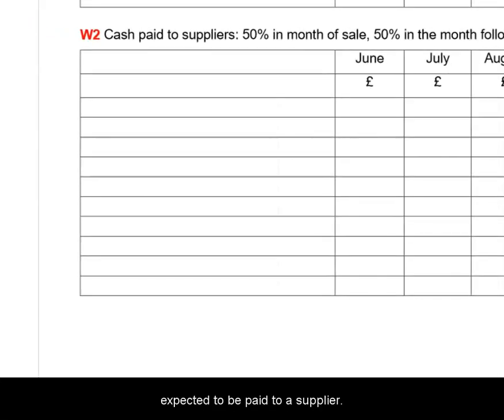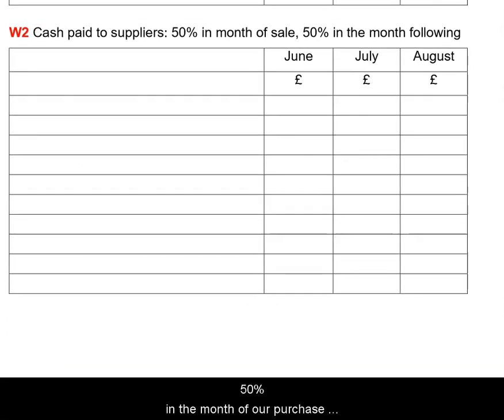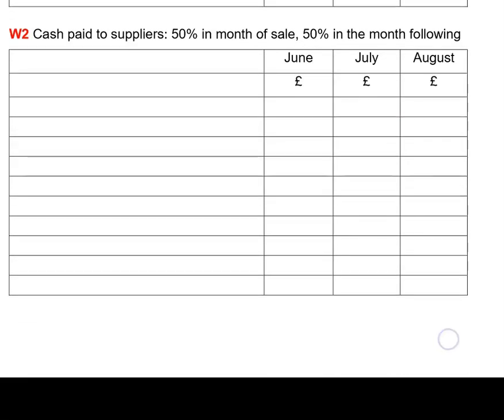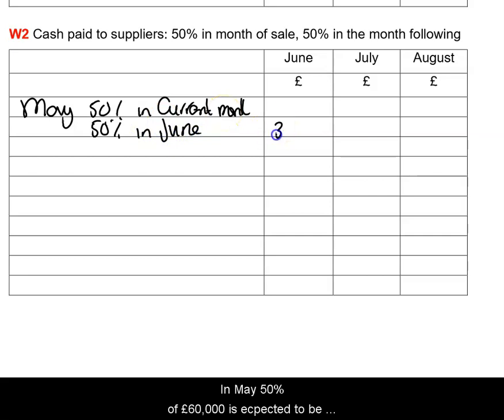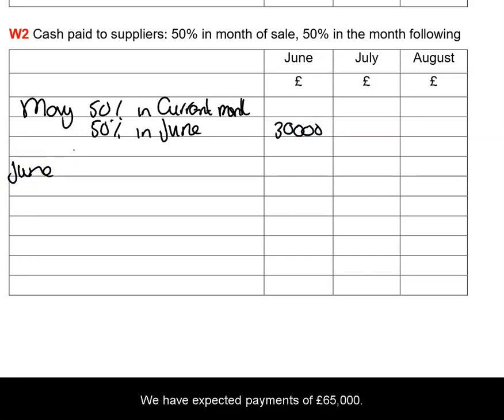Then we move on to our purchases, and in a very similar way, we can look at the cash paid to our suppliers. We've got 50% in the month of sale and 50% in the month following. We start with May. 50% in current month, not interested in, but 50% in June, the following month, we're definitely interested in that, and that's 50% of 60,000.